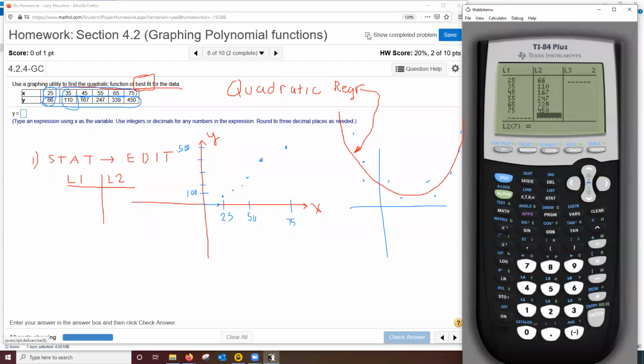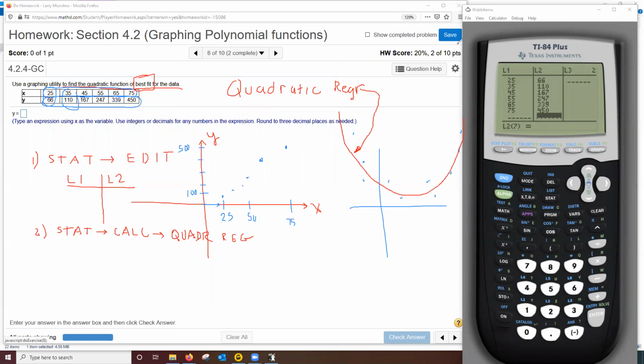Let me go to step 2. Step 2 says go to stat calc, because now we want to do some calculations. And I'm going to select an option that says quadratic regression. When I do that, the calculator is going to give me the best fit equation that comes closest to the data points.